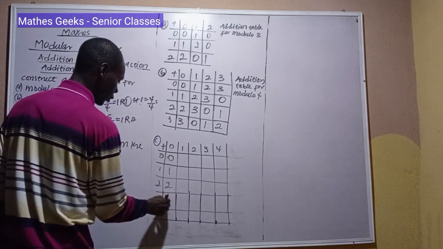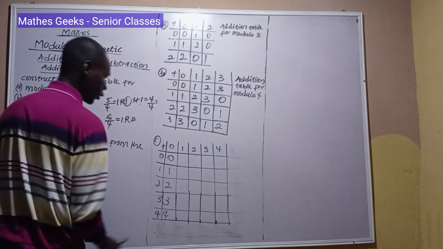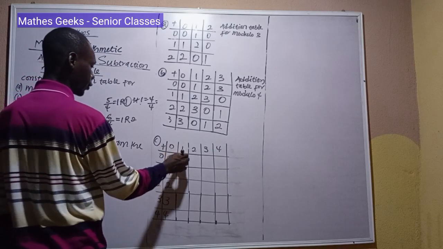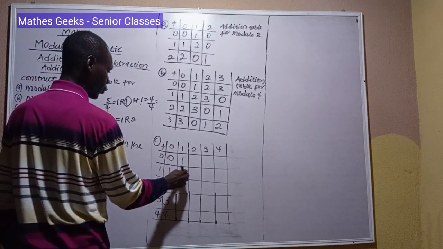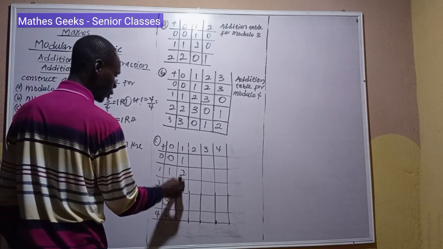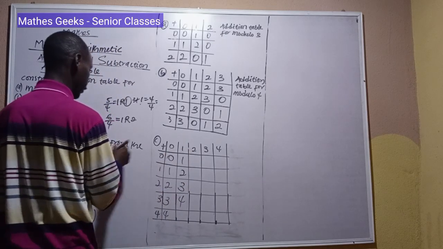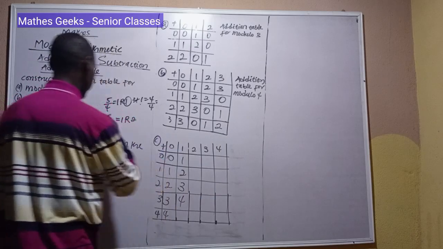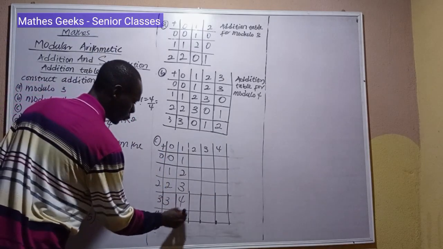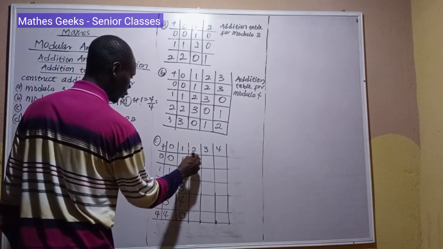0 plus 3 is 3. 0 plus 4 is 4. 1 plus 0 is 1. 1 plus 1, 2. 1 plus 2, 3. 1 plus 3, 4. 1 plus 4, 5. Since this is modulo 5, 5 divided by 5 is 1, and the remainder is 0. 2 plus 0, 2.